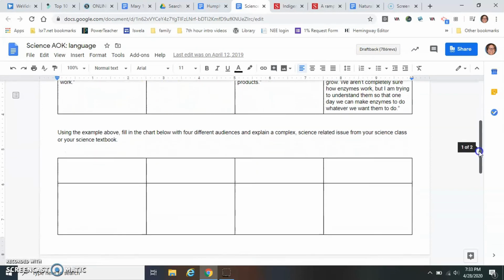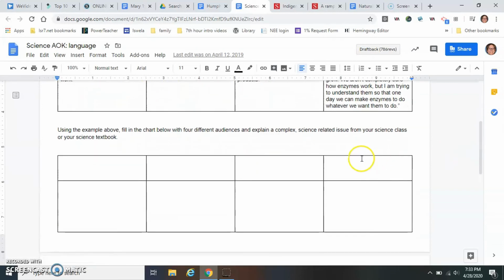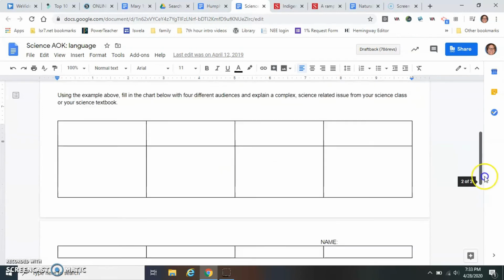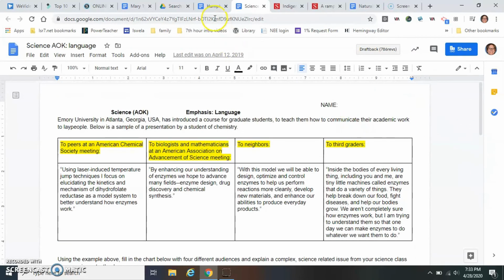Below, it asks you to fill in the chart with four different audiences and explain a complex science-related issue from your science class or your textbook. How would you explain it to people who are knowledgeable or experts, or somebody in the exact same class as you, versus how you would explain it to third graders? There's a vast difference in the language we use within the field of science.